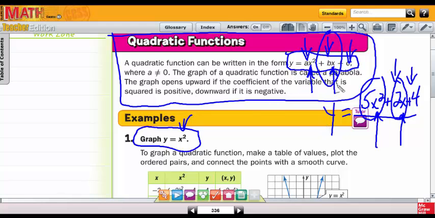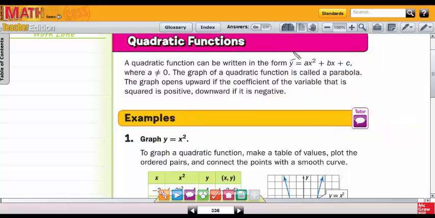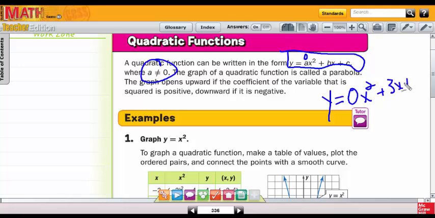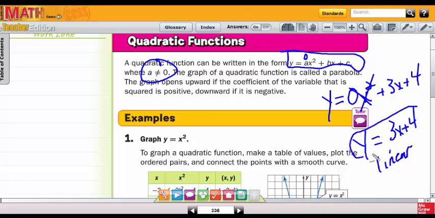Okay, so let's finish up our definition up here. A quadratic function can be written in this form, as we talked about already, where a does not equal 0. In other words, if a was 0, we'd go back to what we had before. If we had y equals 0x squared plus, let's say, 3x plus 4, well, this disappears. This is really just y equals 3x plus 4. And remember, y equals 3x plus 4 is a linear equation. This is the slope-intercept form of a line. We know this is linear because it's a line. That's why a cannot be 0.